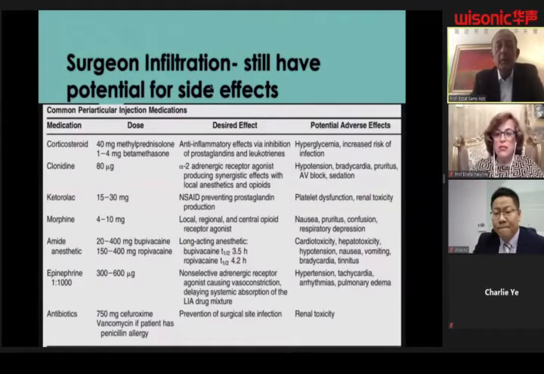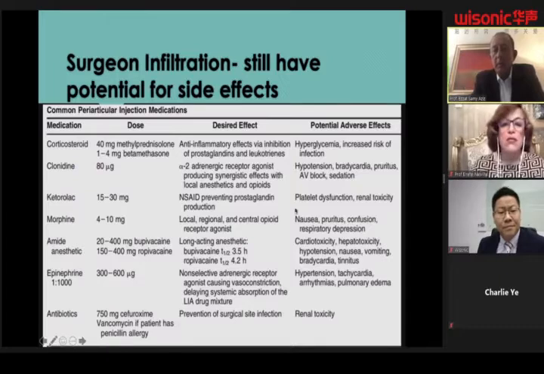So the surgeon's infiltration has potential side effects, of course, but they are not major. If you put steroids in the mixture, you have the advantage that it is an anti-inflammatory, but you will have hyperglycemia and an increased rate of infection. Clonidine, which is an alpha-2 adrenergic receptor agonist, has a good synergistic effect with your local anesthetic and opioids, but on the other hand, there is an incidence of hypotension, bradycardia, AV block, and sedation.